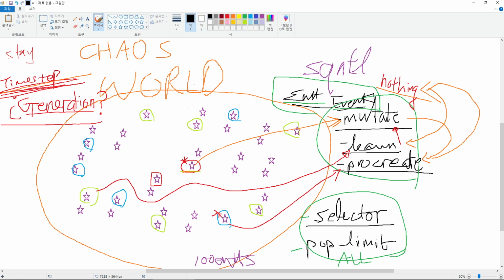But you might say, what about the rest? What about these guys that don't have any circles or squares around them? Well, they're just idling, it's chaos. They might end up doing nothing. That's the beauty of it.